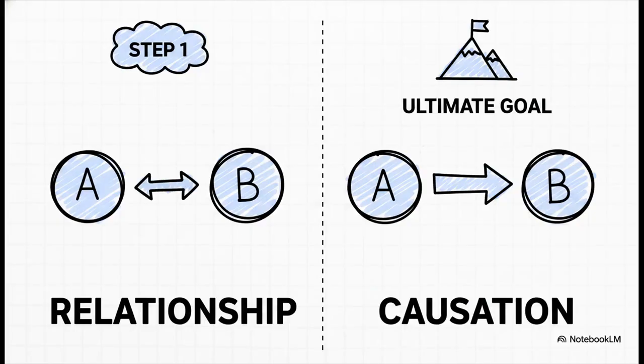And this is the absolute key takeaway. A t-test or a chi-square test can tell you that two things are related, but it can't, all by itself, tell you that one thing causes the other. Finding a statistical relationship is just step one. Proving causation, now that's the ultimate goal, and it's going to require a lot more evidence.